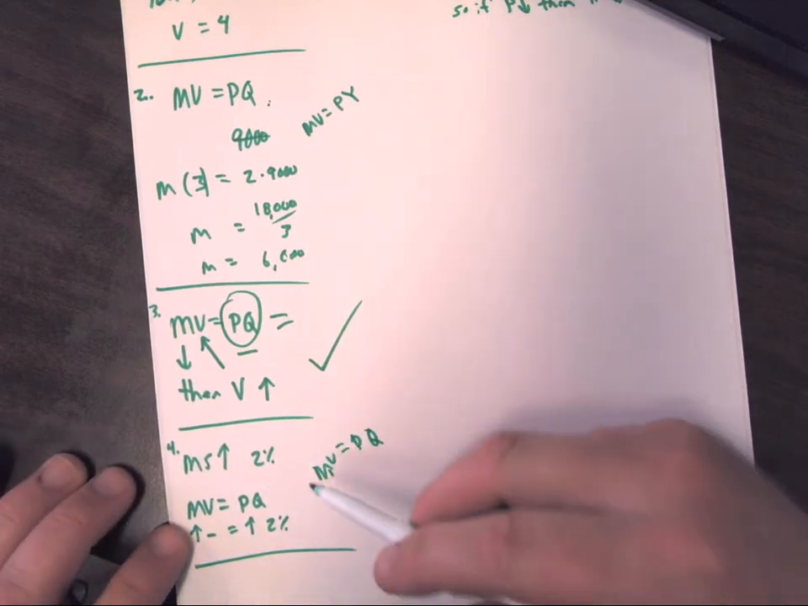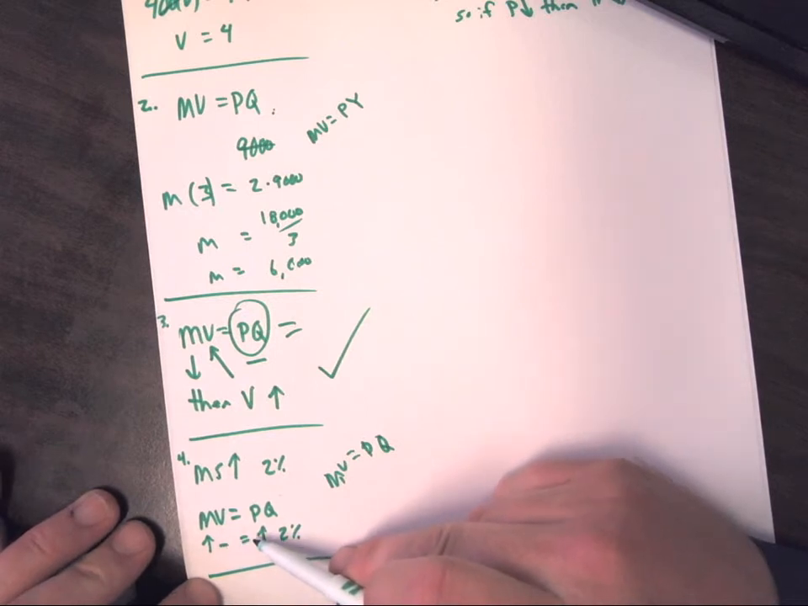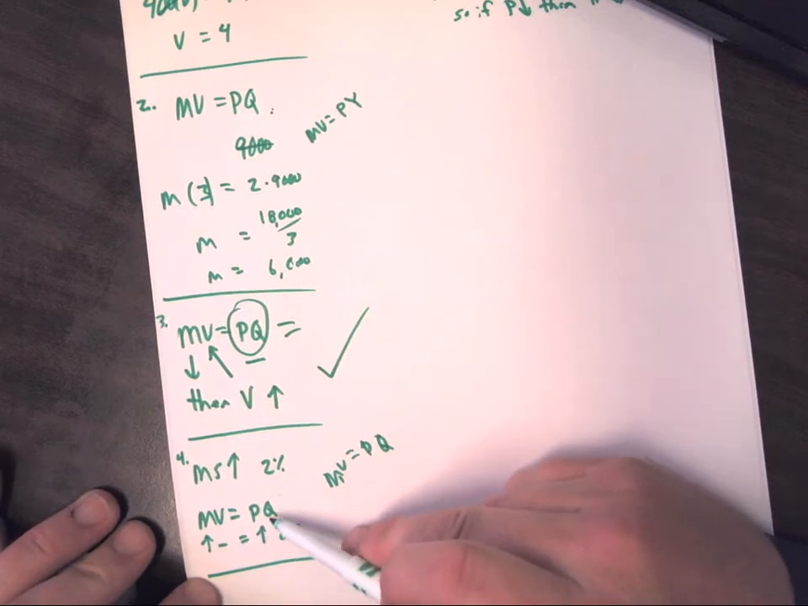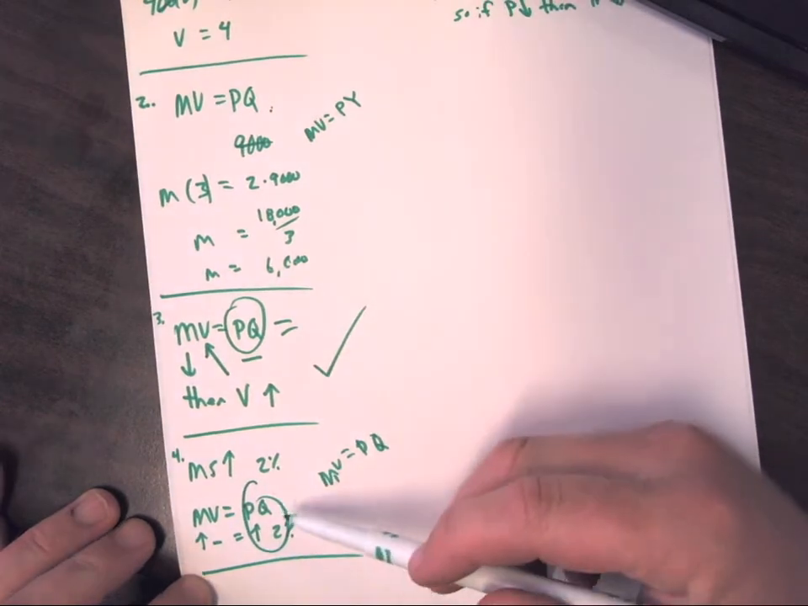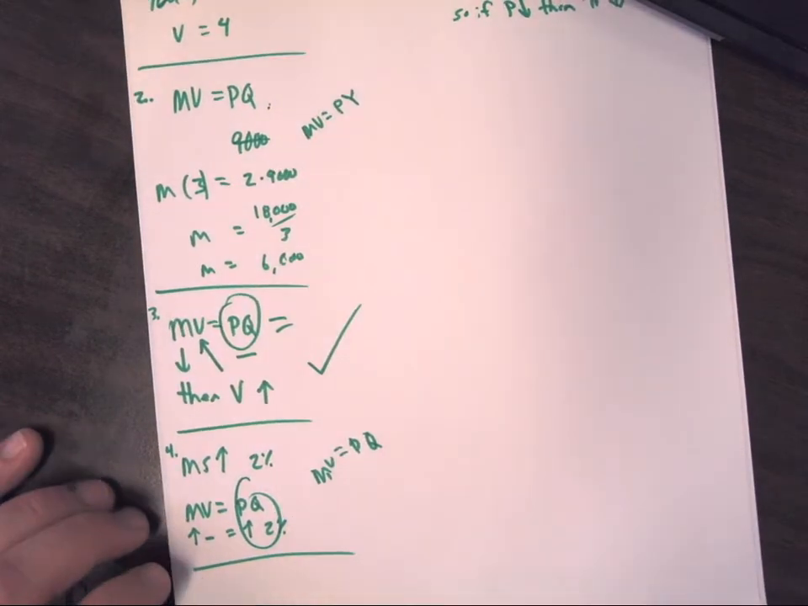Well, I know if M is going to increase, velocity is going to be constant. On the other side of the equal sign, what do I have? An increase over here on this side. So now my output is going to increase by 2%, isn't it? So that's the correct answer to number 4.